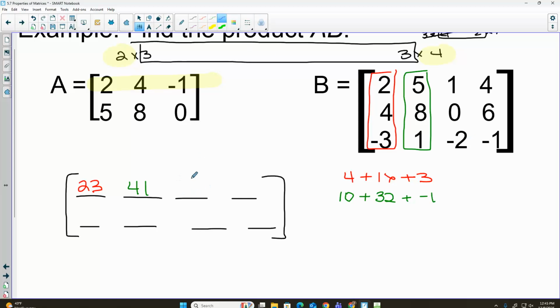Now I need the third column, so I'm doing my first row times my third column. So 2 times 1 is 2. 4 times 0 is 0. -1 times -2 is 2. I add those together, we get 4.